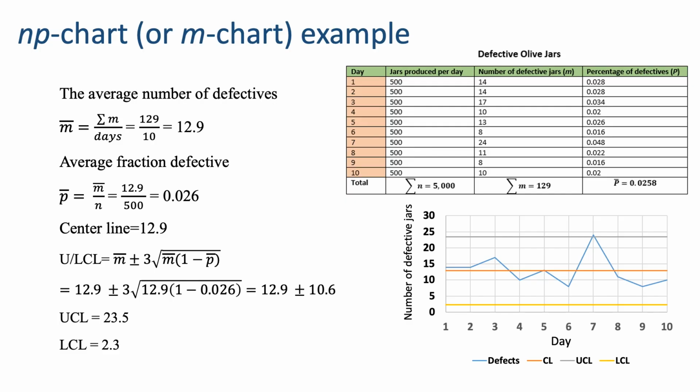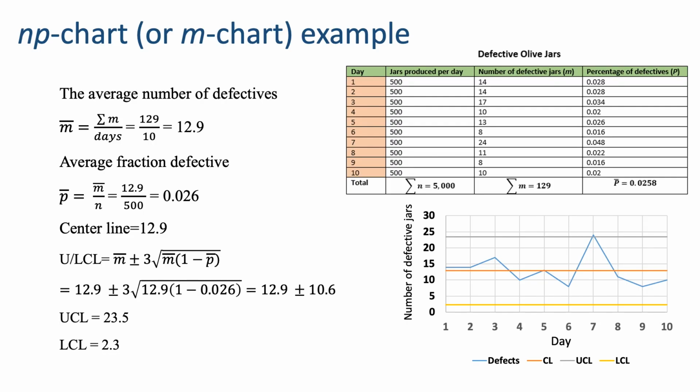M-bar and P-bar values are critical for building the UCL and LCL values for the chart. M-bar is the average of all M values in the table, while P-bar represents the average of all P values in the table. After the calculation, the UCL value is 23.5, the LCL value is 2.3. Those numbers will be used to build the control chart.